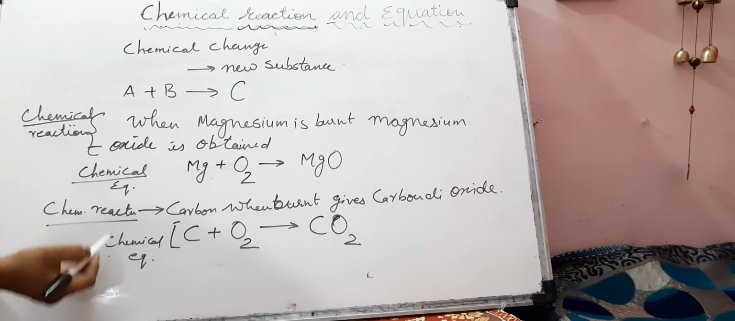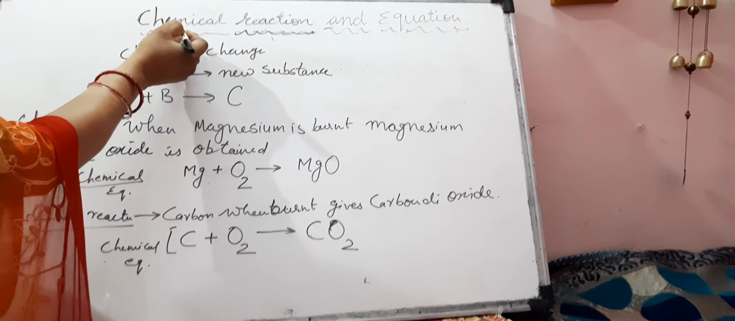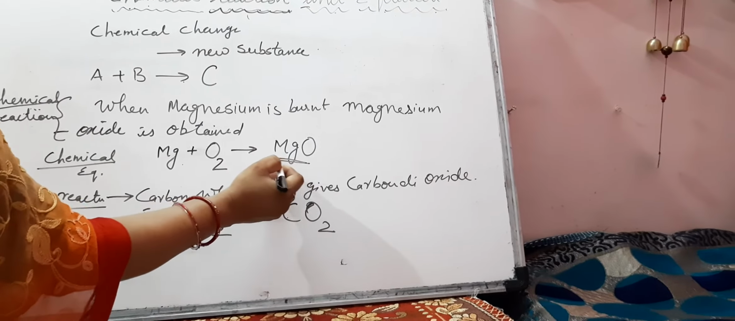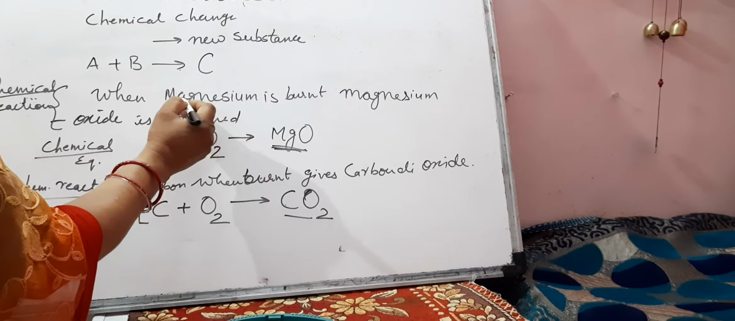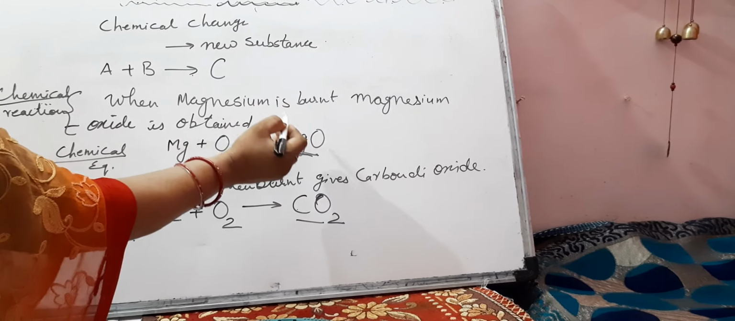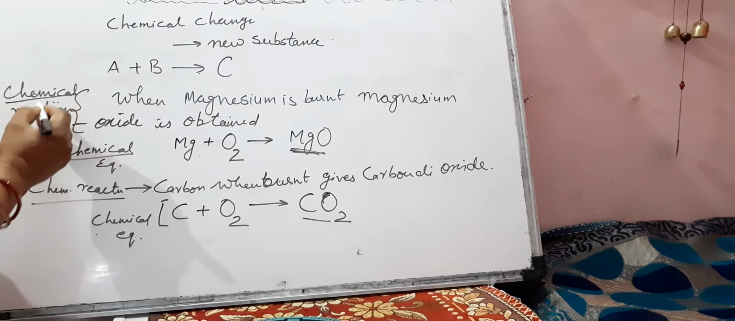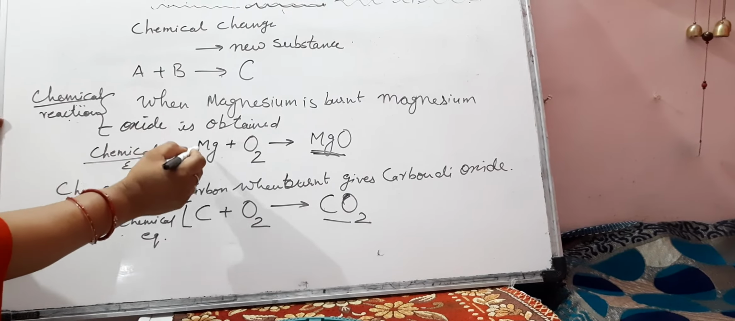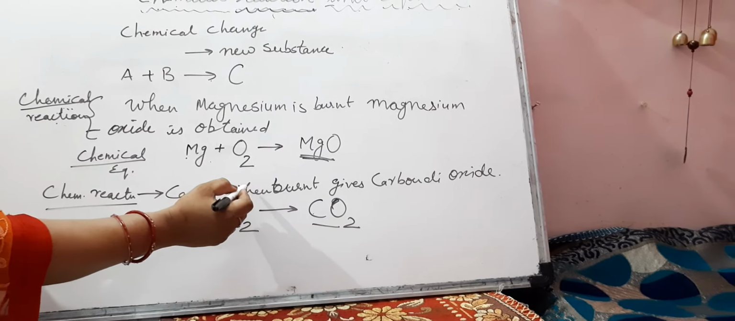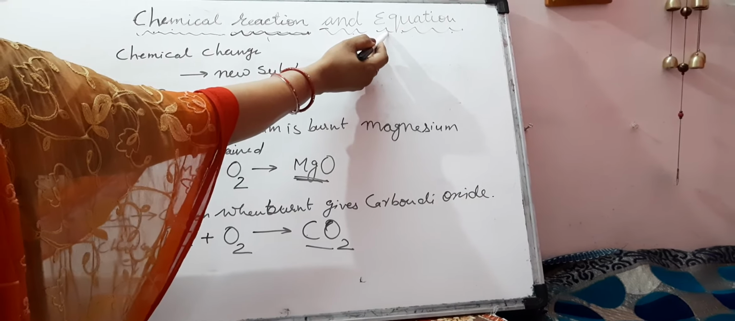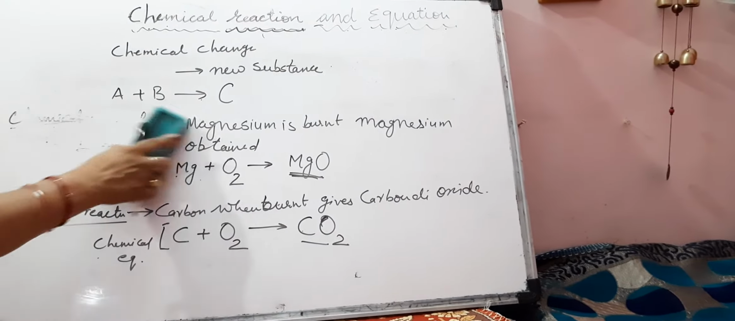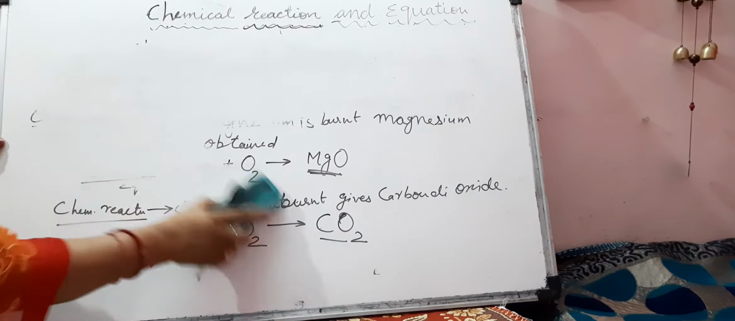Once again I am telling you, if a reaction is chemical, that means we are getting some new substance. If we are describing the change, then it is called chemical reaction. In terms of symbols and formulas, if we are writing, that becomes chemical equation. Now, I am telling you what are the rules of writing chemical equation. What sequence we have to follow while writing chemical equation?